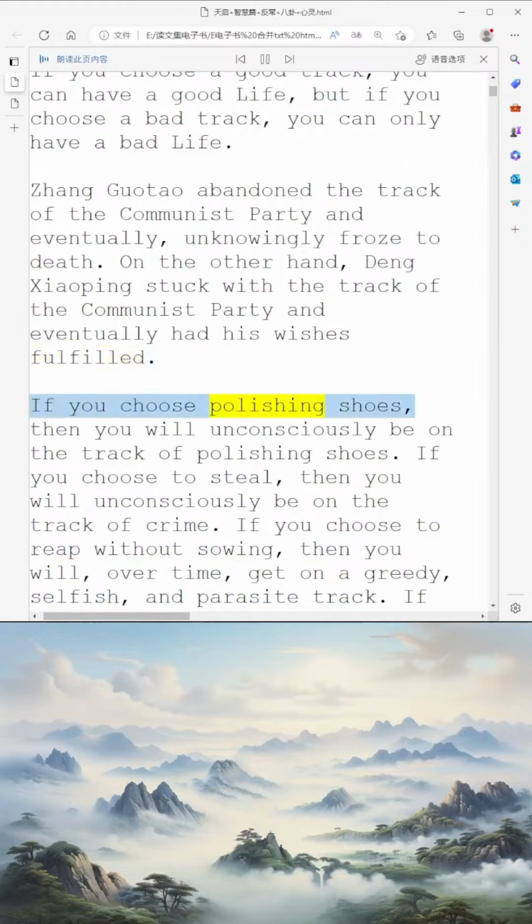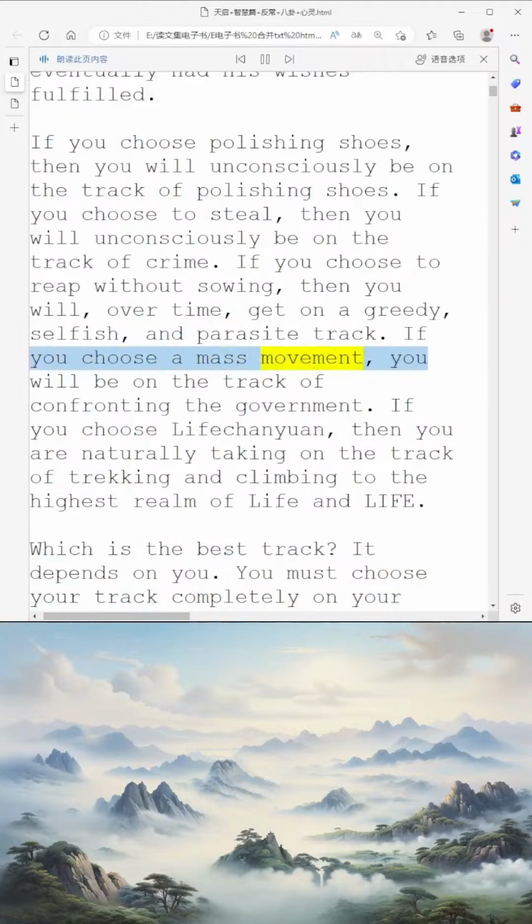If you choose polishing shoes, then you will unconsciously be on the track of polishing shoes. If you choose to steal, then you will unconsciously be on the track of crime. If you choose to reap without sowing, then you will, over time, get on a greedy, selfish, and parasite track. If you choose a mass movement, you will be on the track of confronting the government.